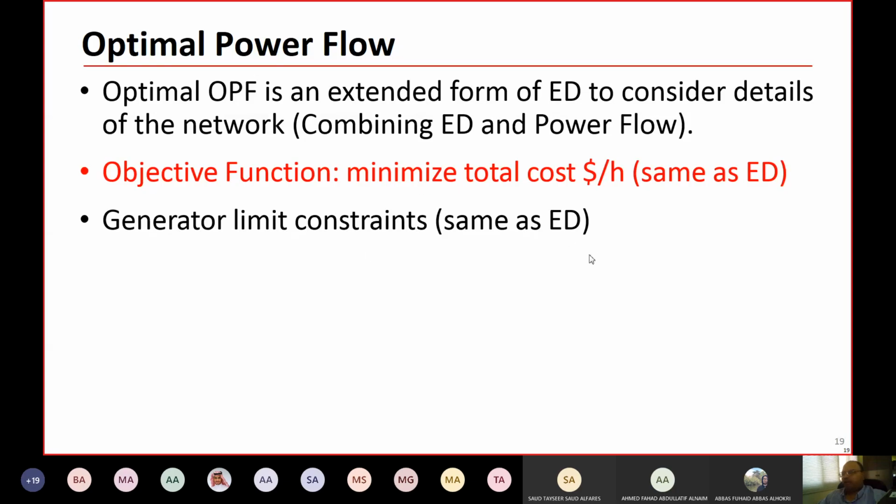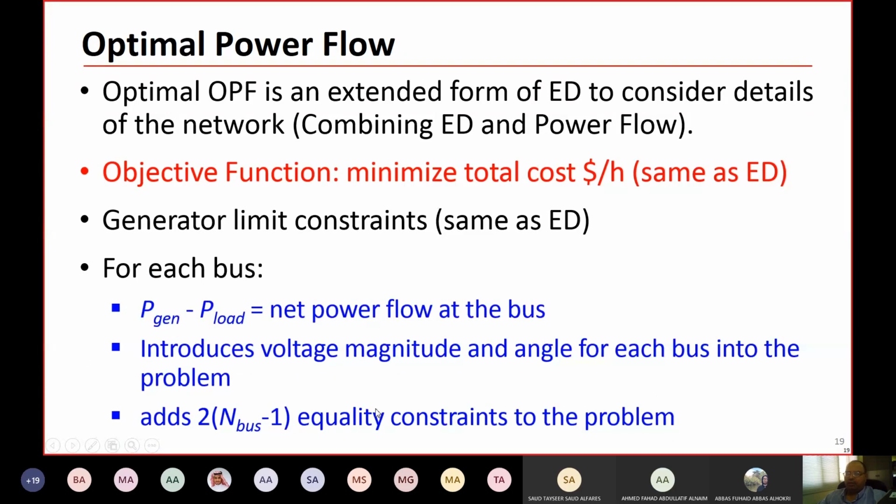Generator limit constraints should be taken into consideration in this optimization problem, and also for each bus the balance between generation and load should be satisfied. It introduces voltage magnitude and angle for each bus into the problem. You have to keep the voltage magnitudes within certain bounds, and also you need to keep the angle.